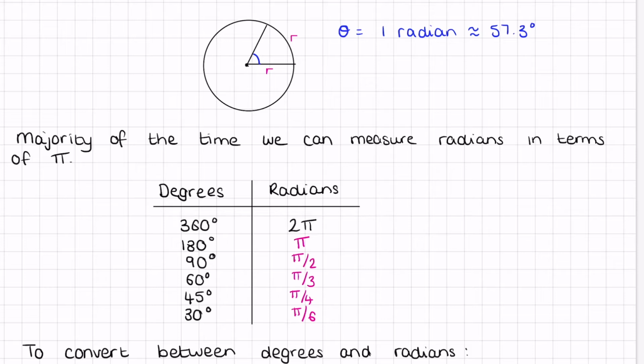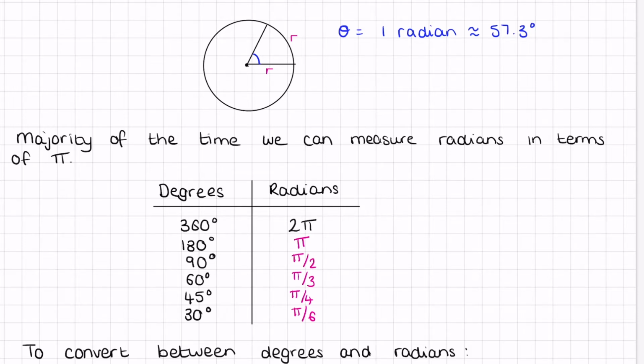As I said, it's not always done in terms of pi, it's not always possible. So you could still have like 2.54 radians, that is fine. And you'll find your graphics calculator doesn't give you answers in terms of pi, it does give you a decimal. If you have one of the small green Texas calculators, that will give your solution in terms of pi.